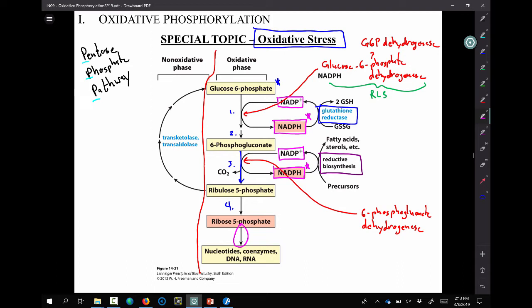So this is a really important pathway for a number of reasons. Certainly the connection to oxidative stress, and then of course the connections to biogenesis pathways, lipids, and of course nucleotides. Nucleotides being the production of ribose 5-phosphate. This is the sugar of the nucleotide. And of course NADPH.